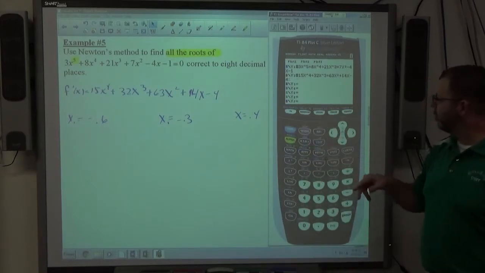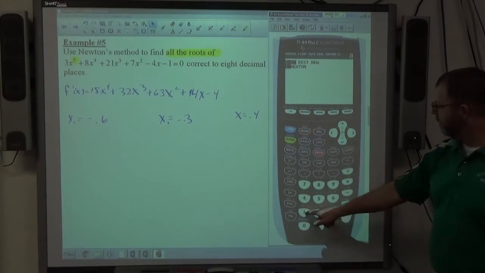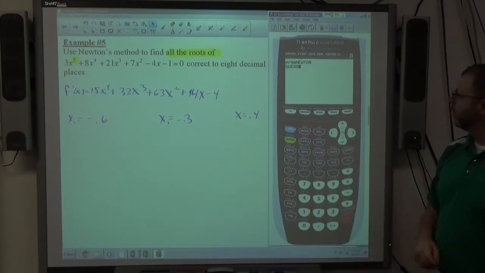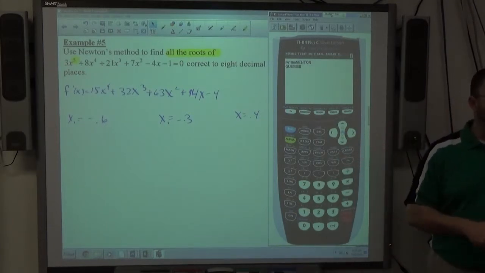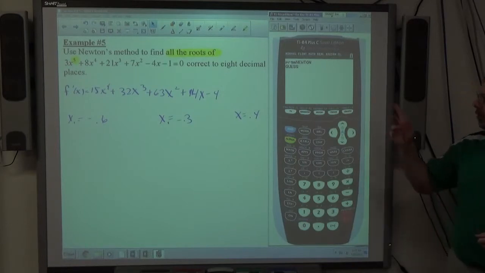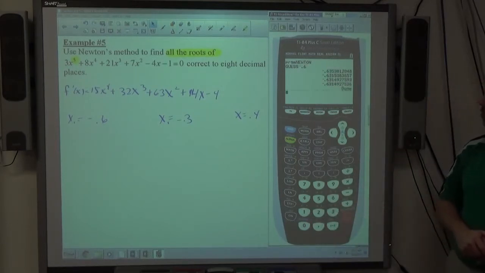At this point, I'm going to use the Newton's method program on the calculator. And all we have to do to use that is we have f of x is y1, f prime of x is y2, and then put a guess in. So I'm going to guess negative 0.6. It comes out to negative 0.6.